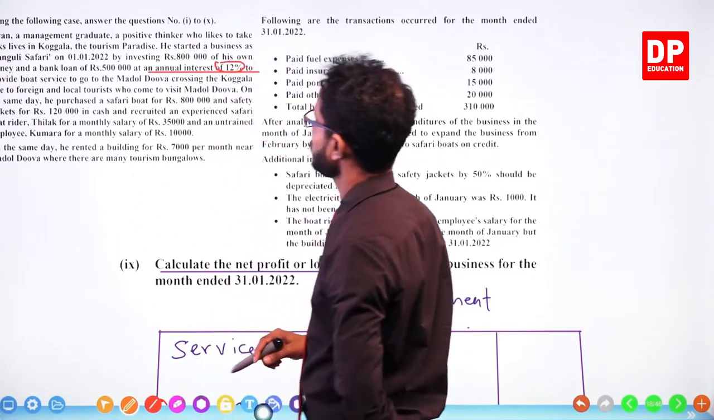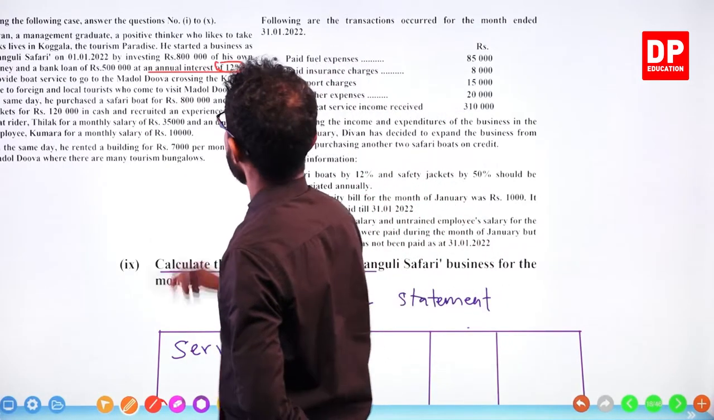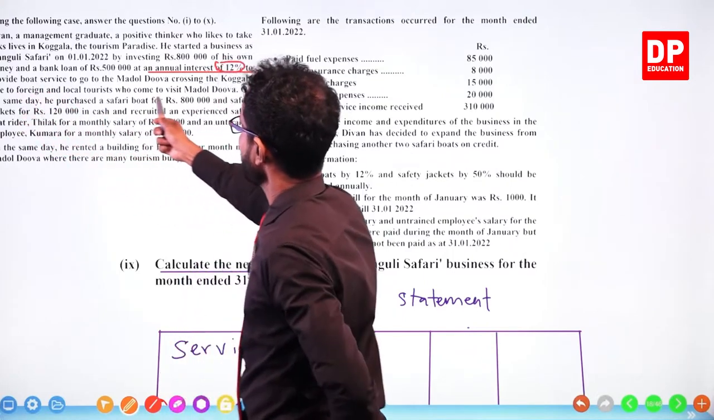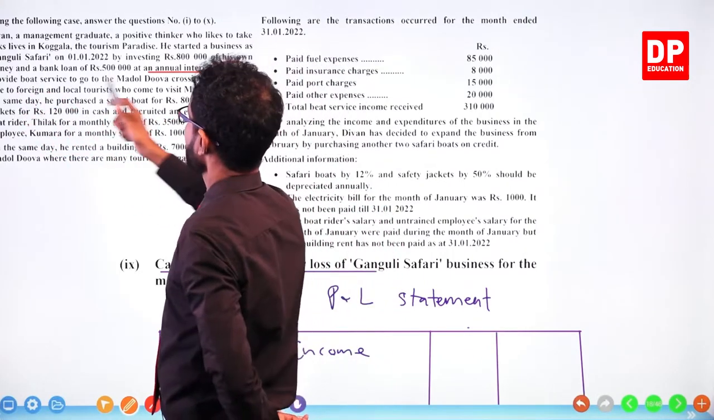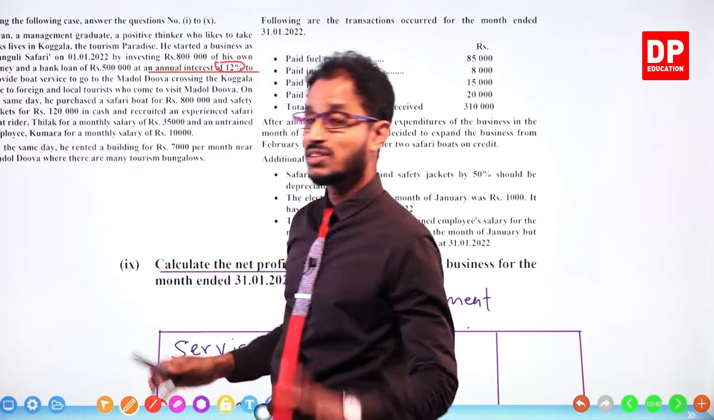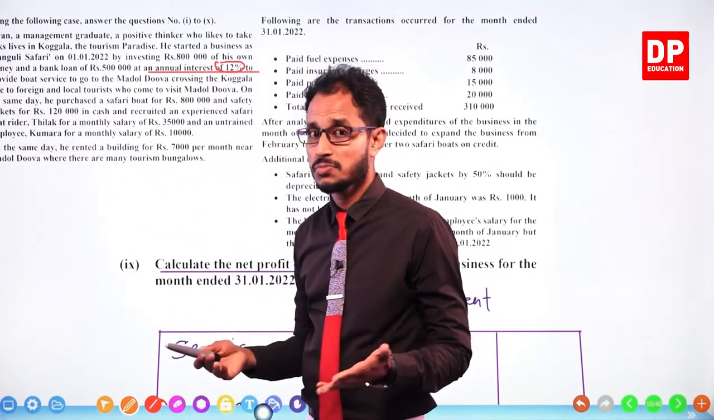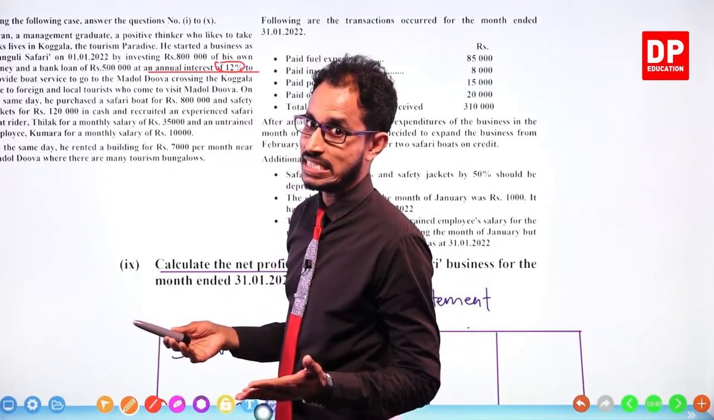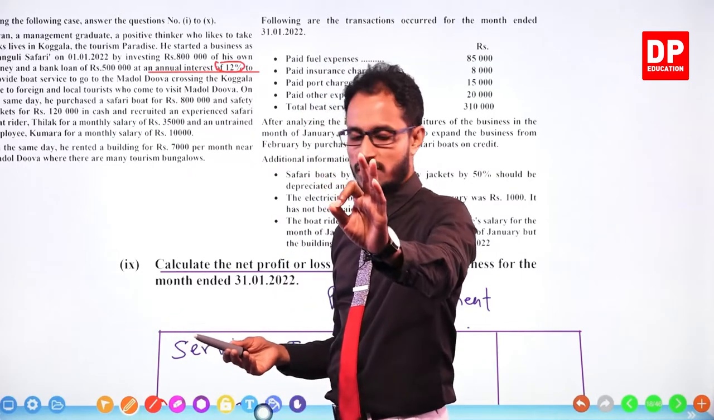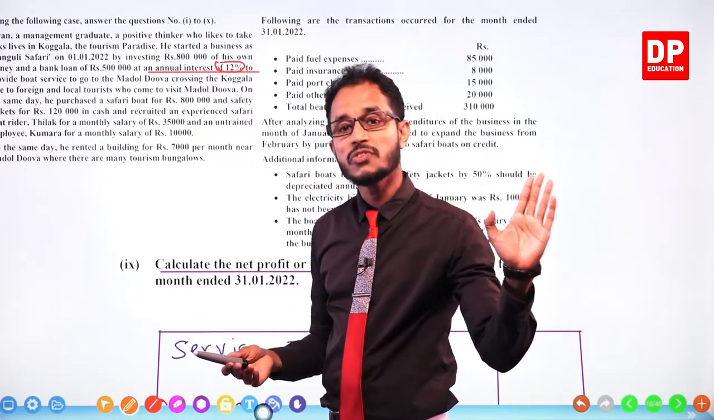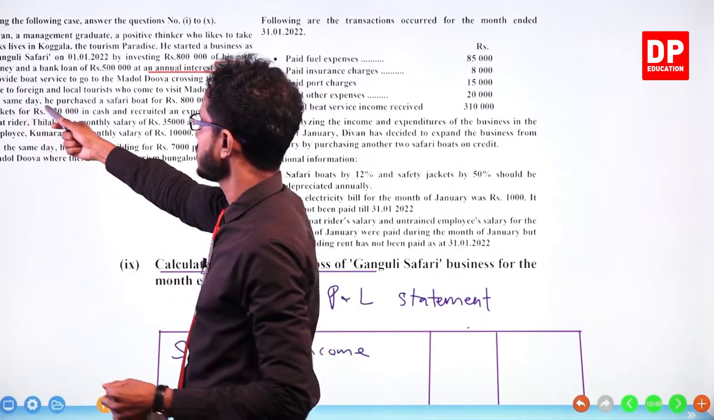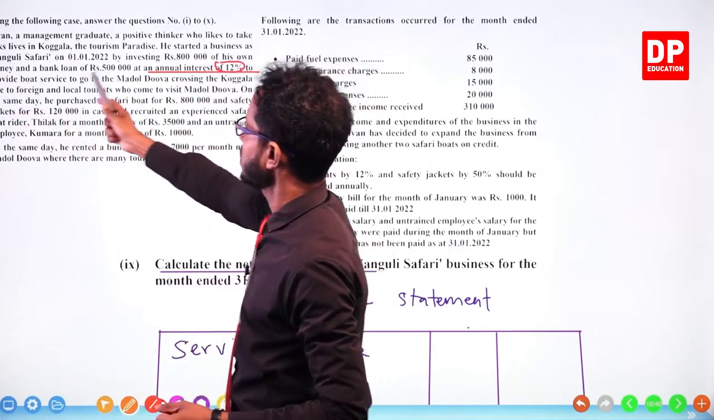Bank loan interest, 12%. Foreign and local tourists. On the same day, purchased a safari boat. These are all not expenses. These are investments. You don't take these when you calculate profit, okay? Not taken to profit calculations. These are non-current assets: purchase of safari boat, safety jackets.